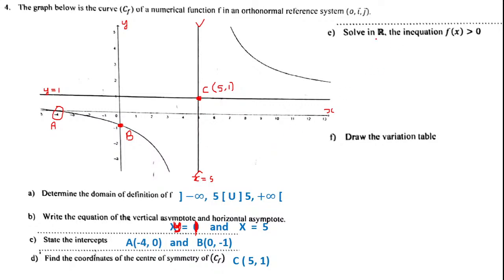E, solve in R the inequation f of x greater than 0. Okay, f of x is strictly greater than 0. So they want us to give the range of values of x that satisfy the condition y is greater than 0. So we are just solving for y greater than 0.